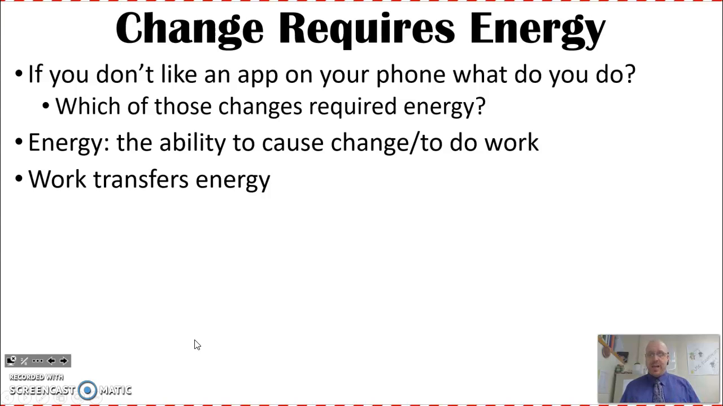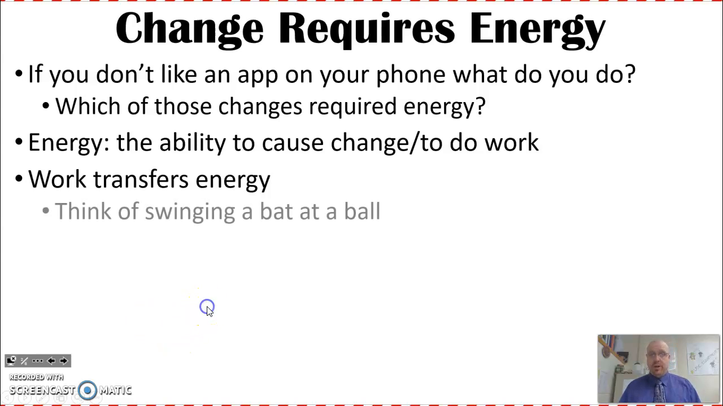Work transfers energy. So the energy that I have in me, right, and I do work, I'm transferring the energy from me into that object to do the work. We're transferring energy from one thing to another. And there are different types of energy and ways we transfer them, but that is all a measurement of work. An example would be swinging a bat at a ball. You're transferring your energy into that bat. You're going to change your chemical energy into physical or kinetic energy by swinging the bat, which is then going to make contact, hopefully, with the ball.